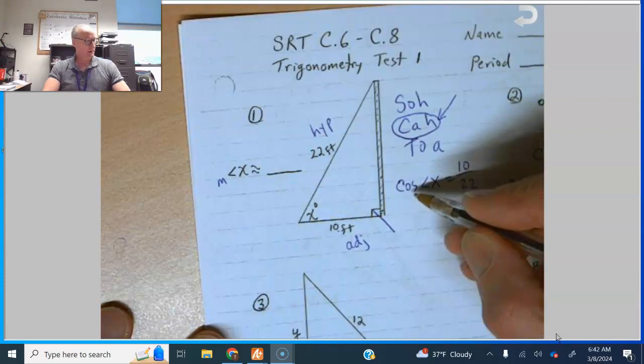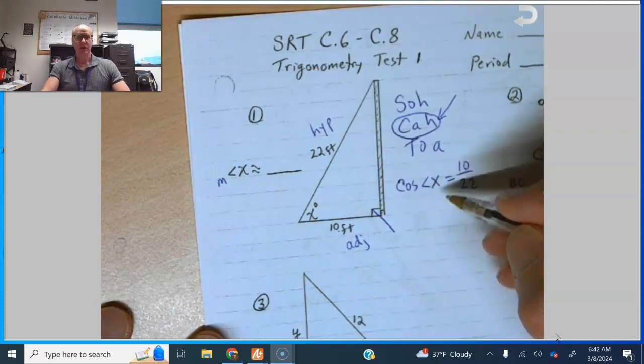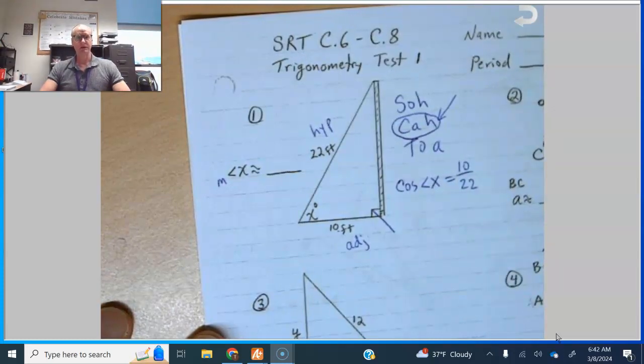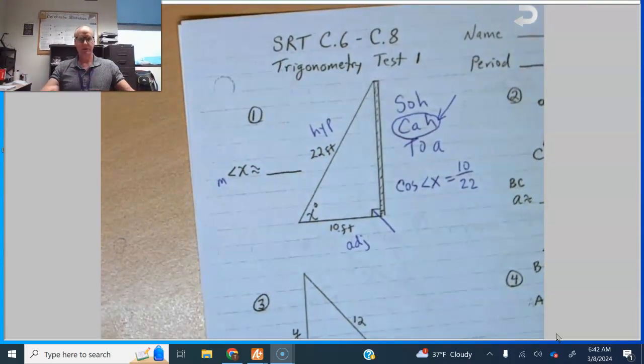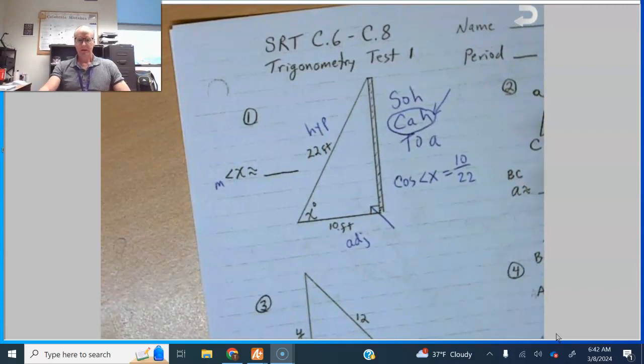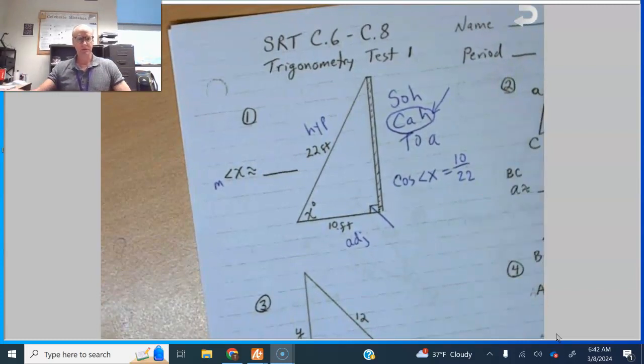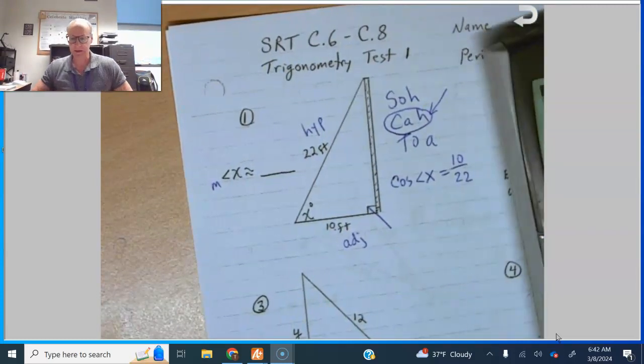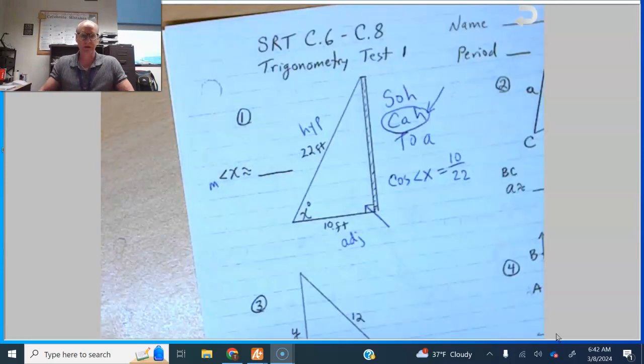There's lots of ways of looking at that. You can look it up on the table, or you can use your calculator. Either way works. I've got my table here. I've got my calculator here. We're going to do it both ways. 10 divided by 22. Let's get our exact value. 10 divided by 22 happens to be 0.45 repeating.